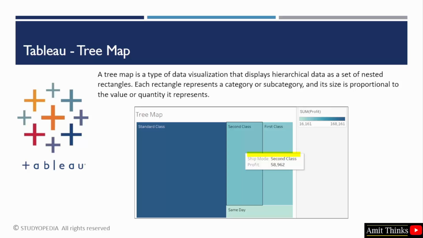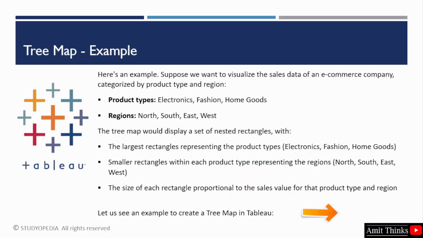Also you can see we have represented a category or a subcategory for each rectangle, and the size is proportional to the value it represents. Okay, in this case we are using ship modes: standard class, second class, first class, or same day delivery. So here the profits are more for standard class shipping mode. Okay, let us also see another example.